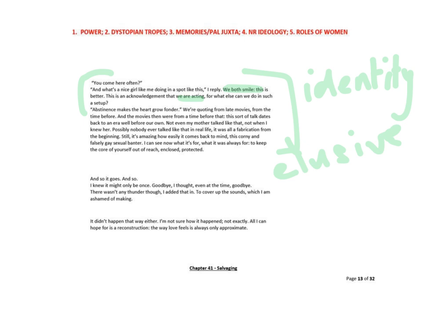So if you look at this, we're quoting from late movies from the time before, and the movies then were from a time before that. This sort of talk dates back to an era well before our own. So possibly nobody's ever talked like that in real life. It was all a fabrication from the beginning. We're getting the idea that identity doesn't belong to us, particularly in love or relationships. We are copies upon copies with no original.